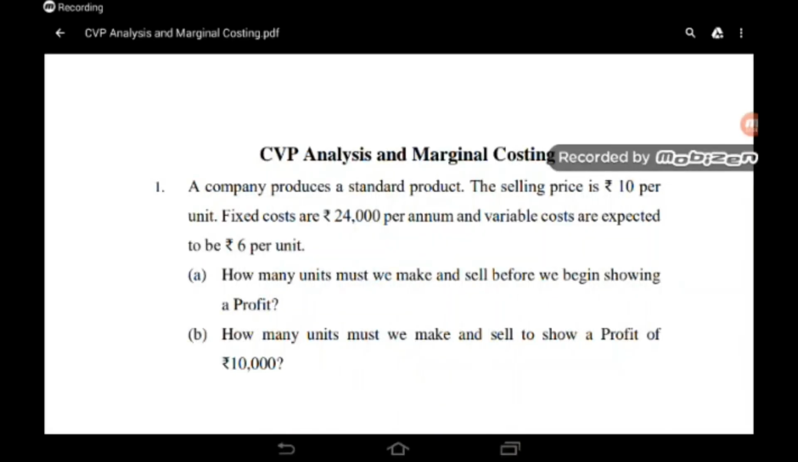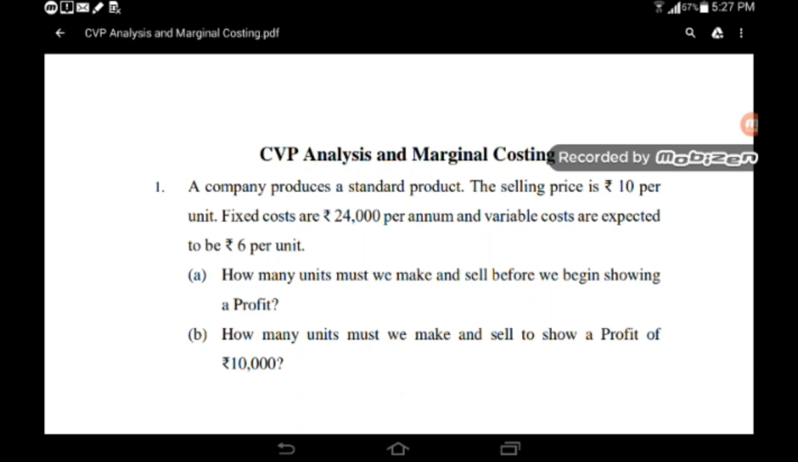Problem number 1. A company produces a standard product. The selling price is rupees 10 per unit. Fixed costs are rupees 24,000 per annum and variable costs are expected to be rupees 6 per unit. A: How many units must we make and sell before we begin showing a profit? B: How many units must we make and sell to show a profit of rupees 10,000?